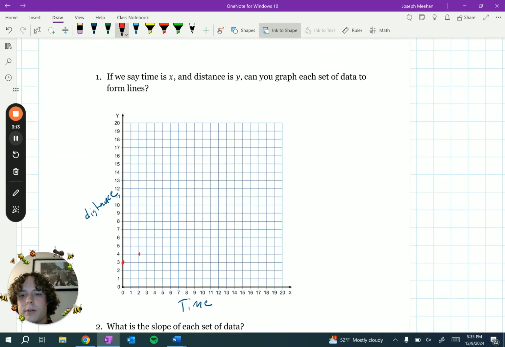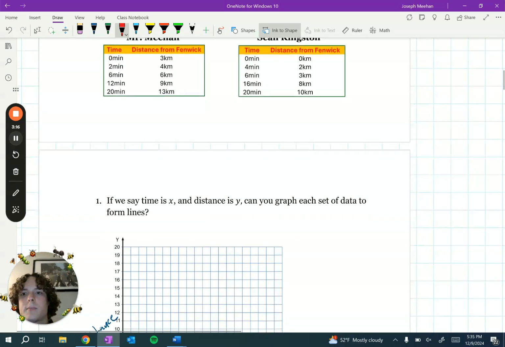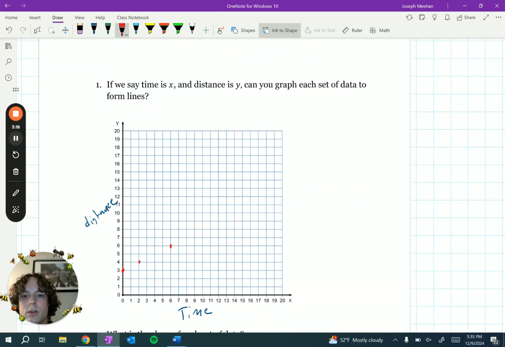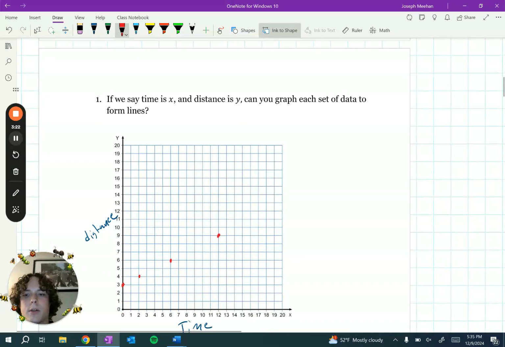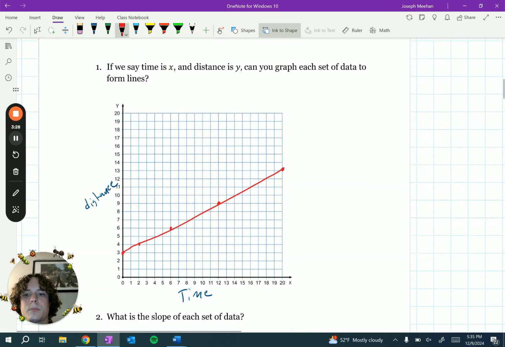At 12 minutes, I was at 9. At 20 minutes, I was at 13. Then we can connect those dots to make a straight line like that.